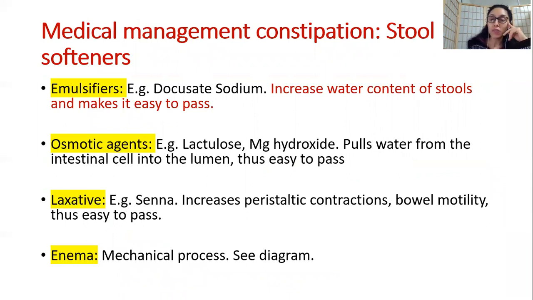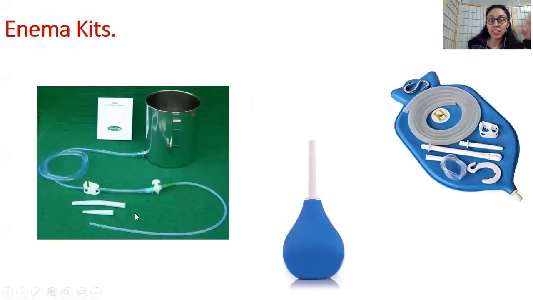Generally, emulsifiers are not something you are very likely to find in Woolworths and all. But for example, osmotic agents, you have heard of lactulose, which we spoke about in your liver lecture. Laxatives are available even over the counter. And then you have enema, which you give, for example, under medical supervision in a hospital. So enema kits are like this. This is a home kit, but you have enema kits which are available in hospital.